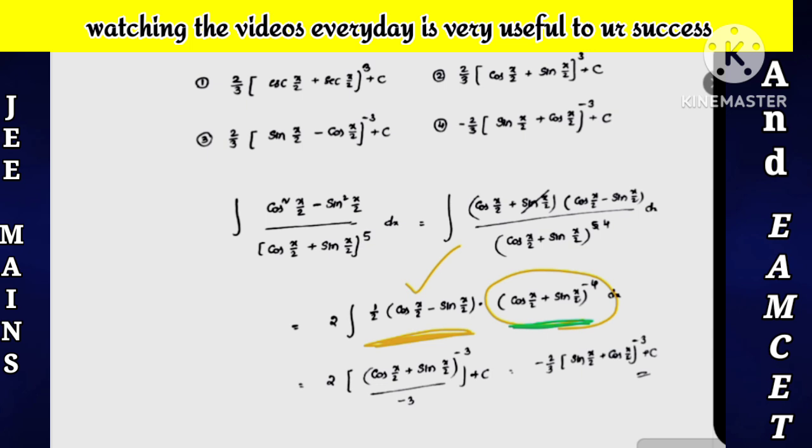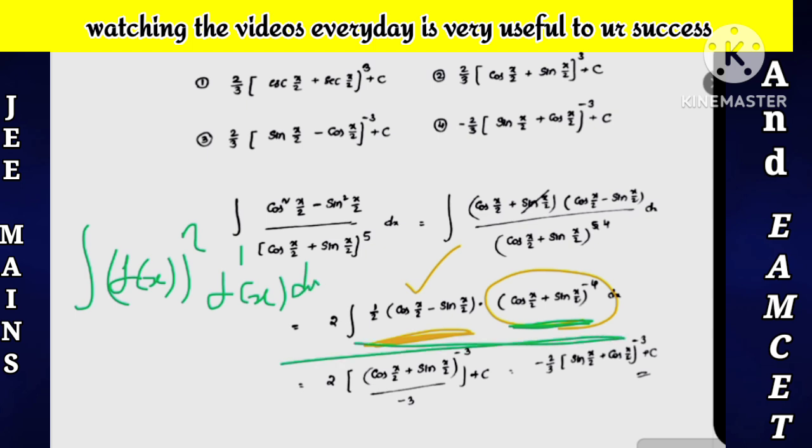Okay, this part derivative. So finally this value becomes integral of f of x whole power n into f dash of x dx. Okay, so this term is in this form. What is f of x here? Cos x by 2 plus sin x by 2. What is n value? Minus 4.